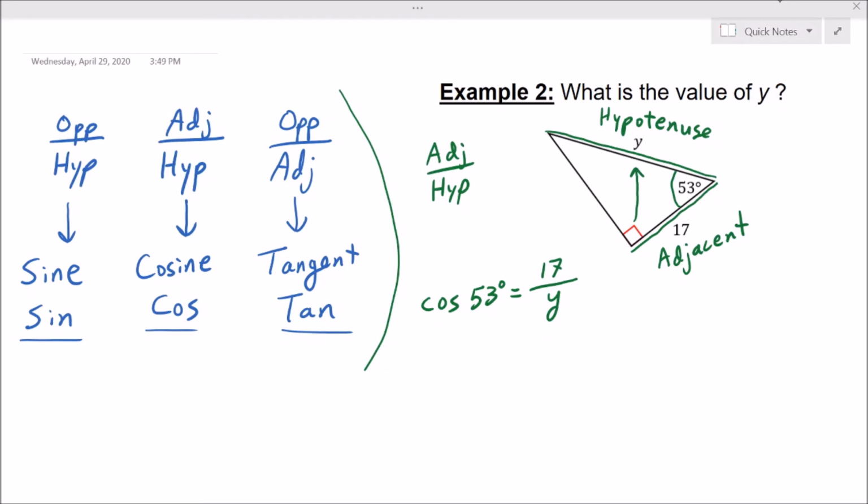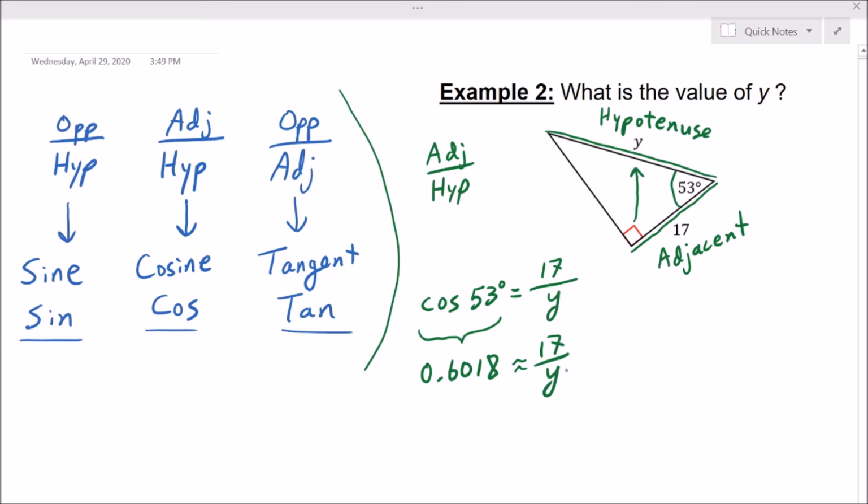How do you solve an equation when the variable is on the bottom? First, let's figure out what this ratio is, cosine of 53 degrees. So again, plug cosine 53 degrees into your calculator. Make sure you're using degree mode, and you'll get around 0.6018, and that is around 17 over y. Now, one problem here: how do you solve an equation when there's a variable on the bottom of a fraction?